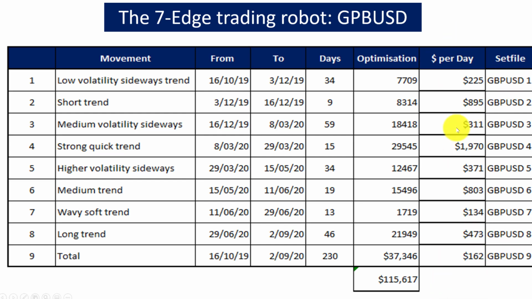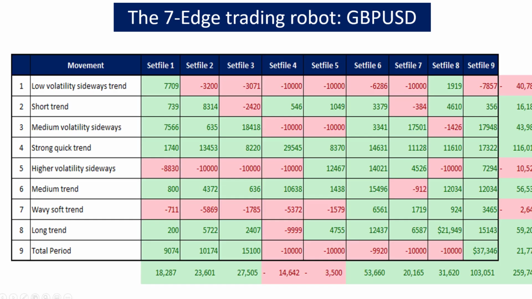Now those set files are available in our club to our club members, and they can go and play around with those set files. Okay, so that's what we did, and this is a starting point. So now we're a little bit clever. We've broken the market down into phases. We've optimized those phases.